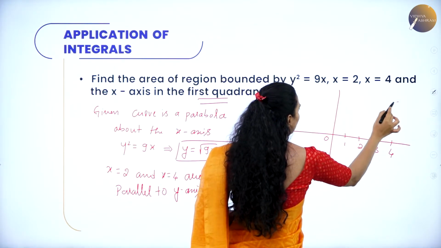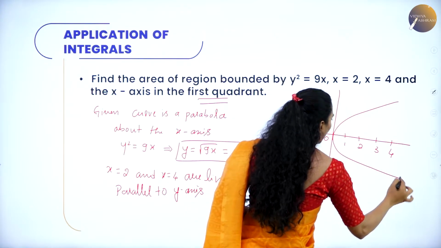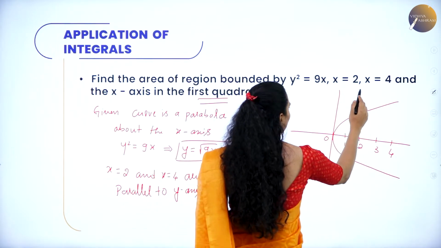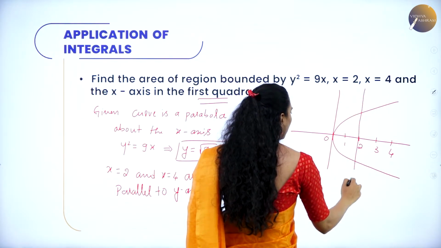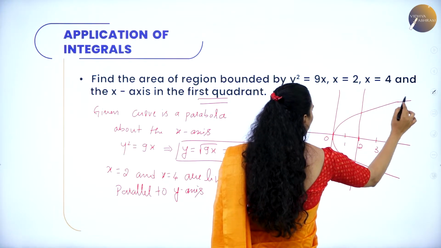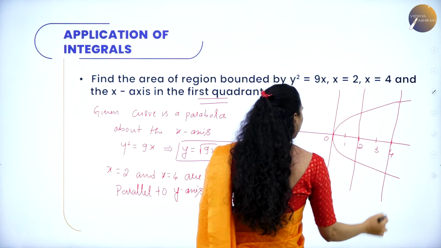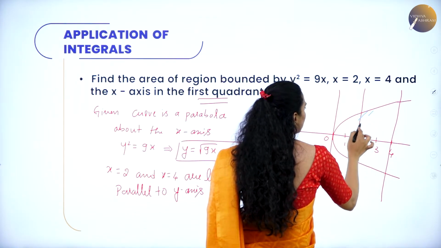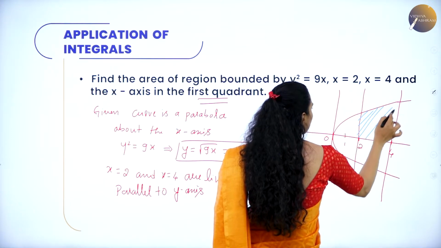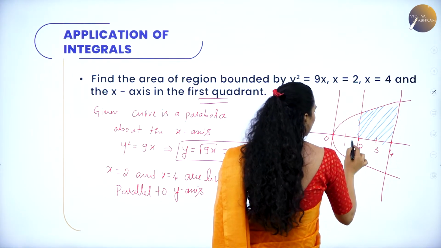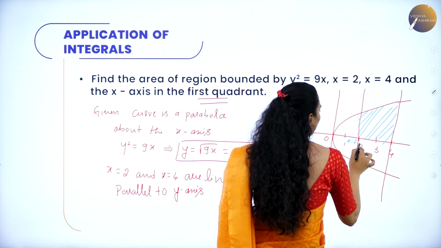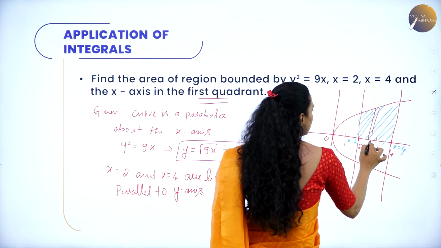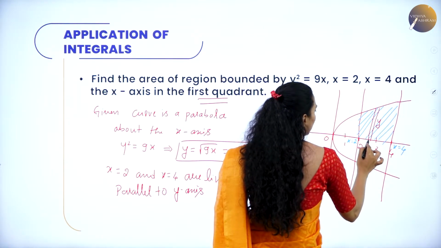So you can draw the curve, which is a parabola about the x-axis, which is the positive x-axis. This is x is equal to 2, which is a line parallel to the y-axis, and this is x is equal to 4, which is a line parallel to the y-axis. So therefore the region will be here in the first quadrant. So here x is varying from 2 to x is equal to 4. Now you can draw the strips, the vertical strips I am drawing. This is y and the width is nothing but dx.